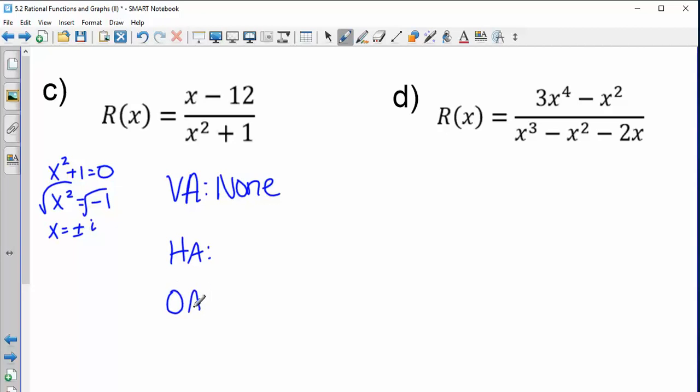Okay, let's decide, horizontal or oblique. What's the degree of the top? And the bottom? Okay, so if the top is smaller, it doesn't matter how much smaller. If it's smaller, then what do we have? Yeah. Horizontal y equals 0. And no oblique.